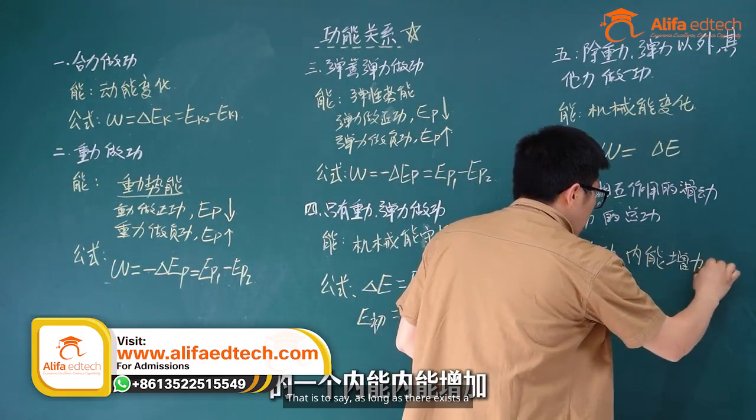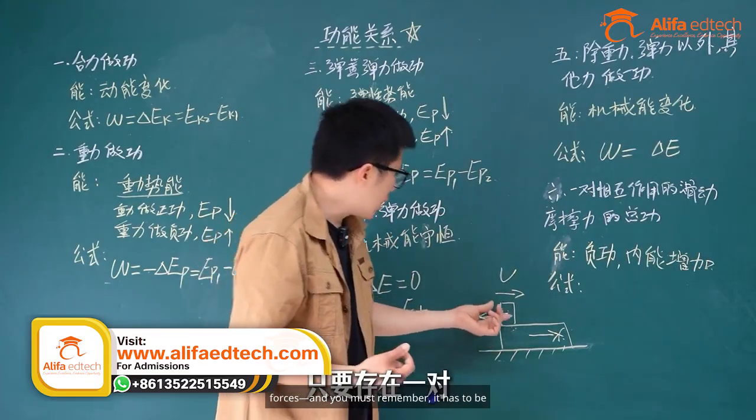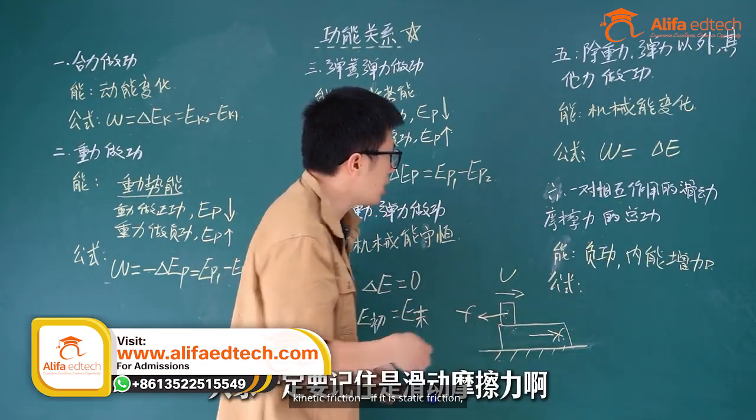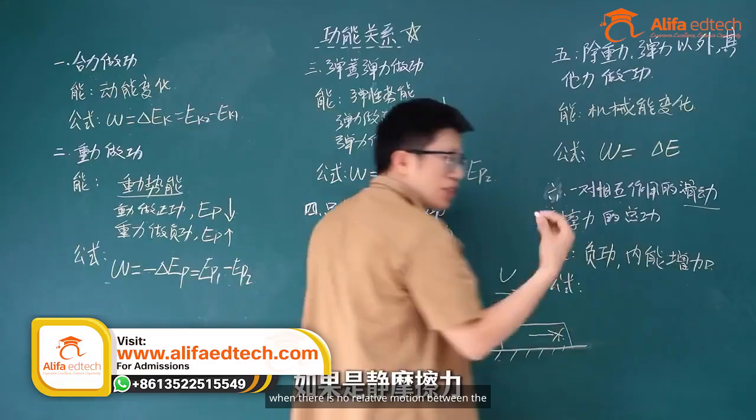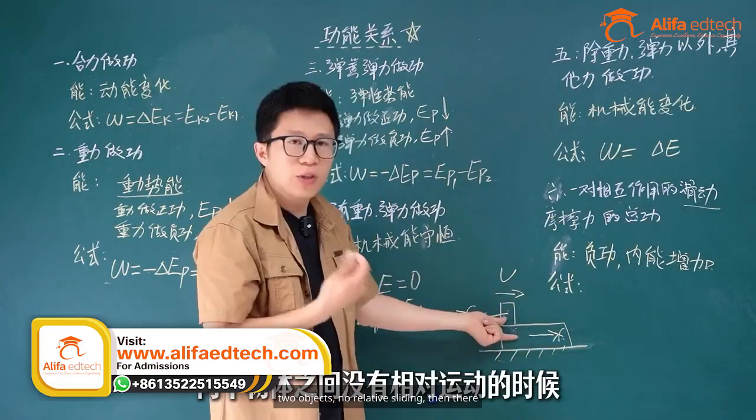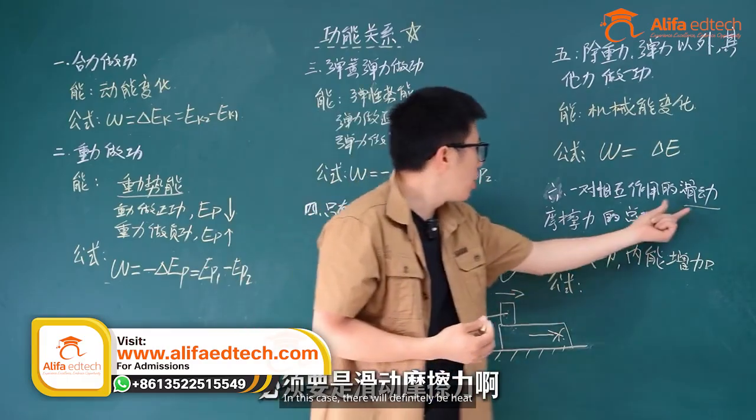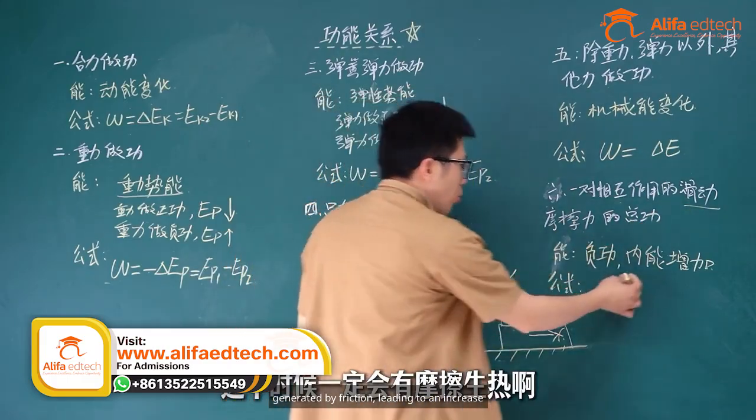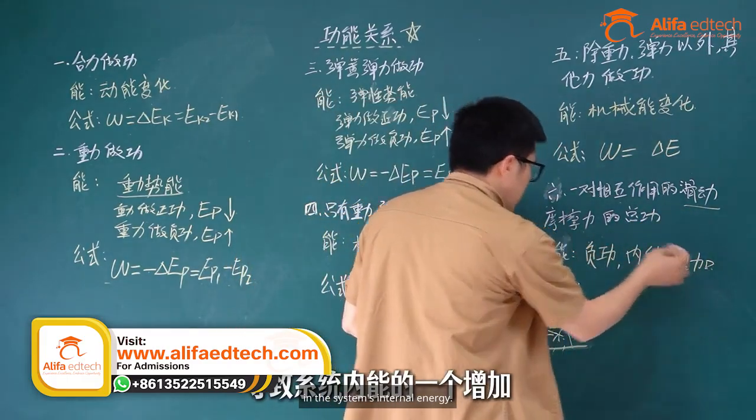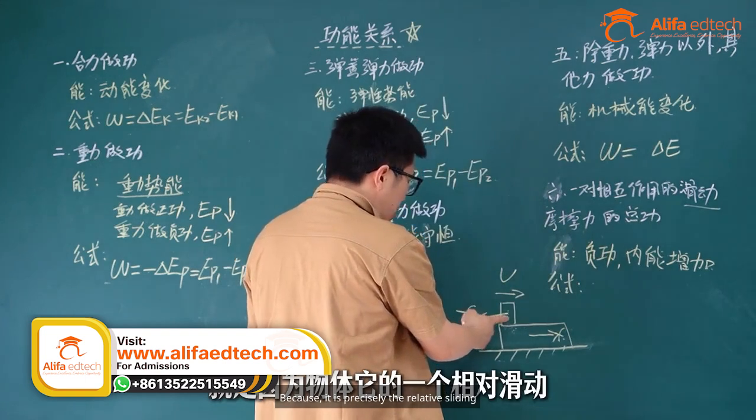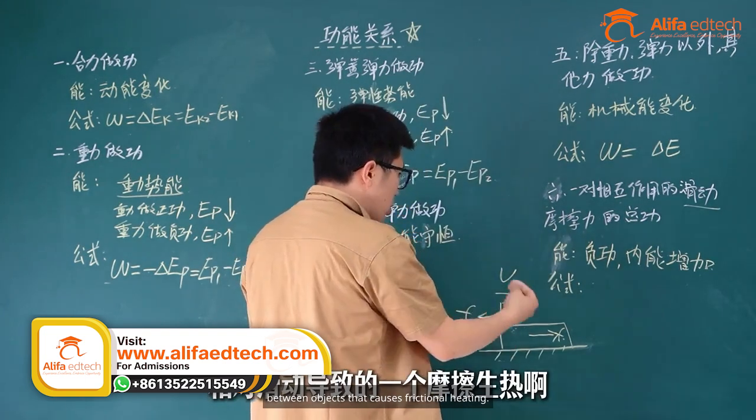That is to say, as long as there exists a pair of interacting kinetic friction forces, and you must remember, it has to be kinetic friction. If it is static friction, when there is no relative motion between the two objects, no relative sliding, then there is no heat generated by friction. It must be kinetic friction. In this case, there will definitely be heat generated by friction, leading to an increase in the system's internal energy. Because it is precisely the relative sliding between objects that causes frictional heating.